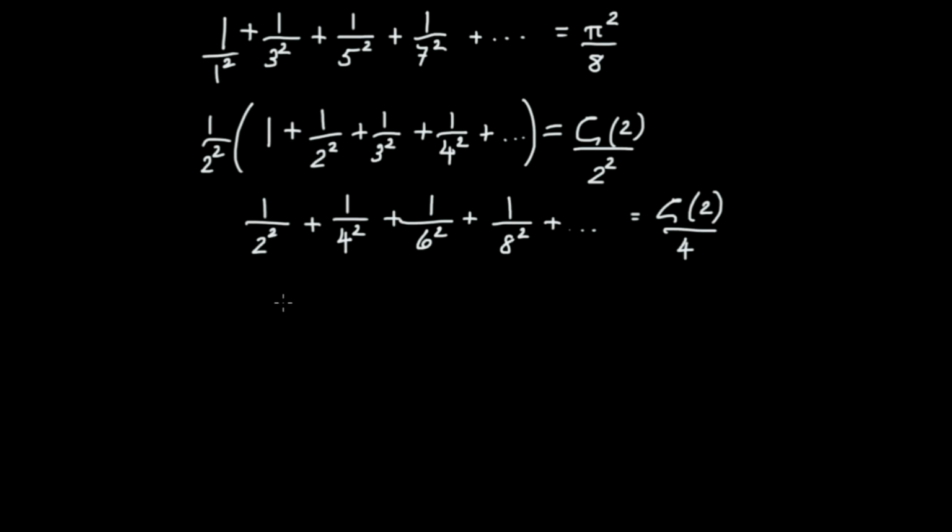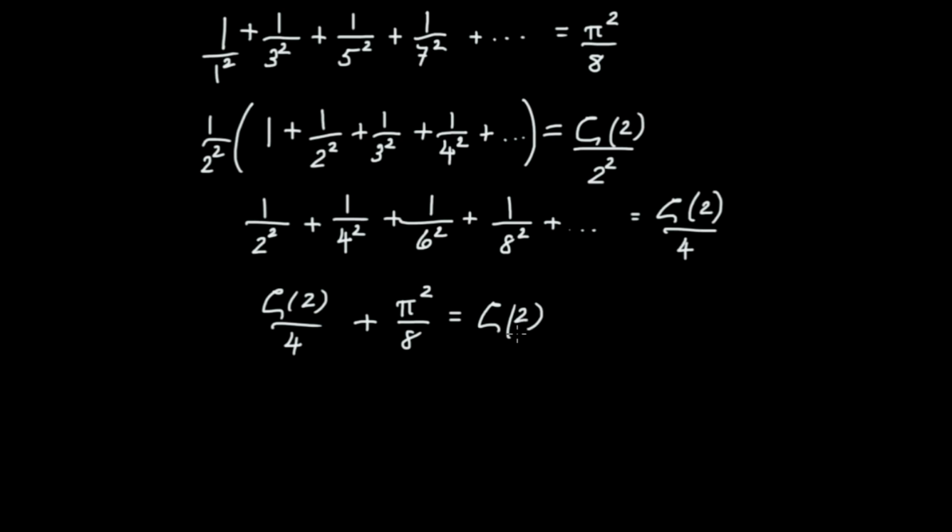Now let me write that symbolically. So what I just said is if I take this series containing the evens, which we found was zeta of 2 over 4, and I add back the series containing all the odds, which we found was equal to pi squared over 8, so if I add on pi squared over 8, what that is equal to is the series with everything, which we called plain old zeta of 2.